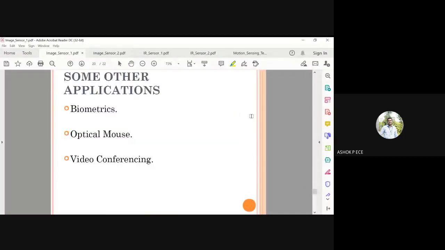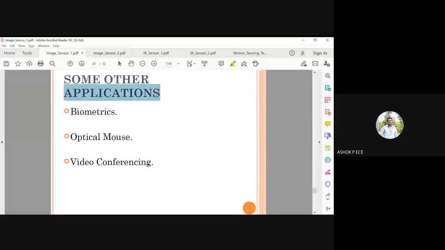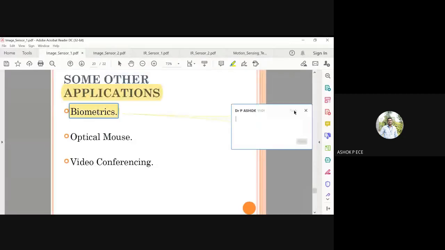Some other applications of image sensors: you can have biometrics, what we have seen just now, a biometrics based attendance system, biometric based authentication. If you have a very secret room where only an authorized person should enter, then you have this biometric at the entrance, and only those who are authorized can keep their biometric and enter.